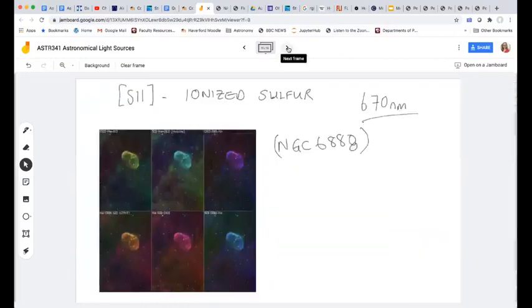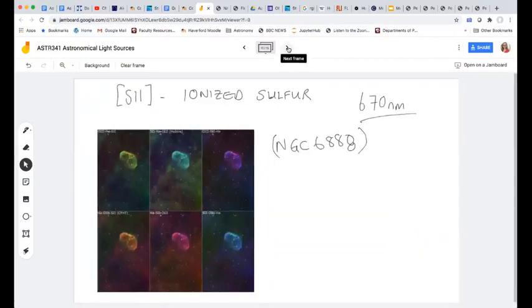And then the final one we have, I knew much less about. S2 is singly ionized sulfur. That much I could work out. It's another forbidden line. It's at 670 nanometers. It's another low density ionized gas line, so nebulae can be interesting.